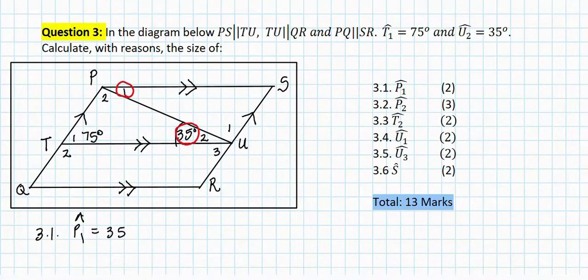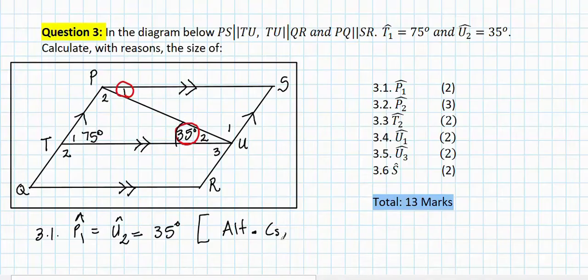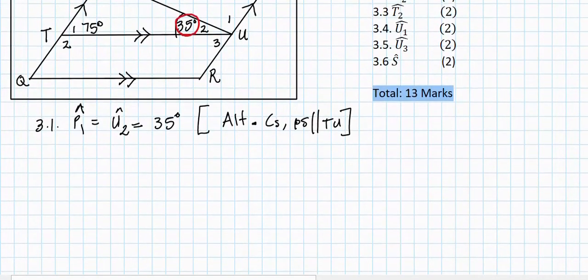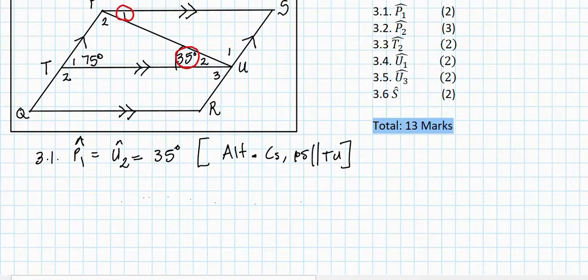Oh, sorry. You have to mention which 35 degrees. So P1 is equal to U2. And how much is U2? U2 is 35 degrees. Then you provide a reason. Because these angles are alternating angles and they are using the parallel lines PS and TU. Even if you said SP, UT, it's fine. The order in which the letters follow one another really does not matter.